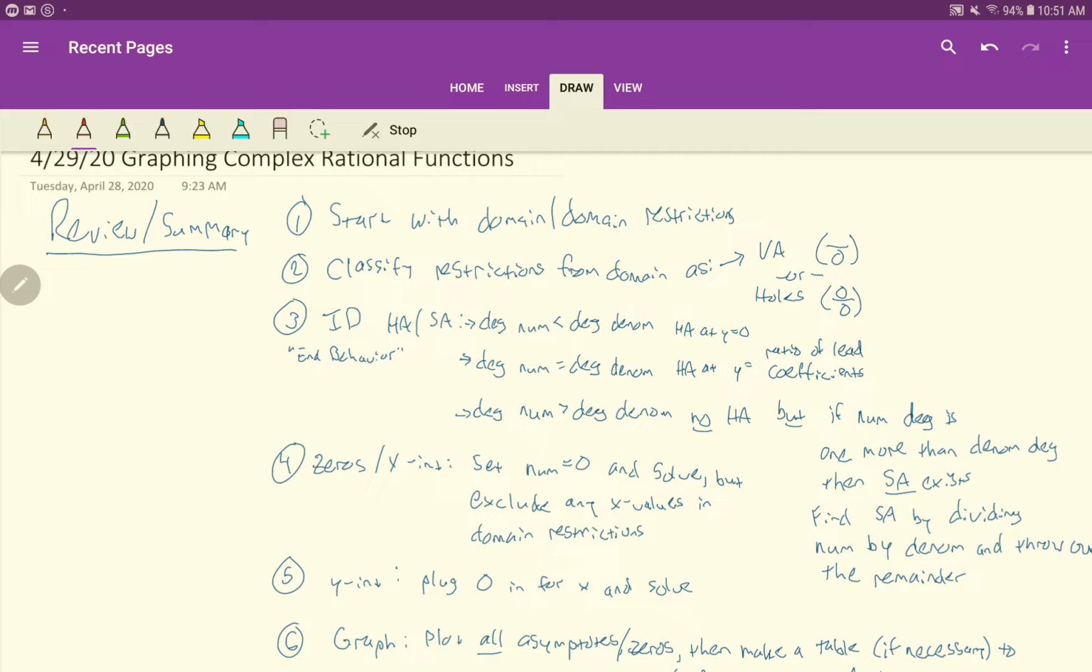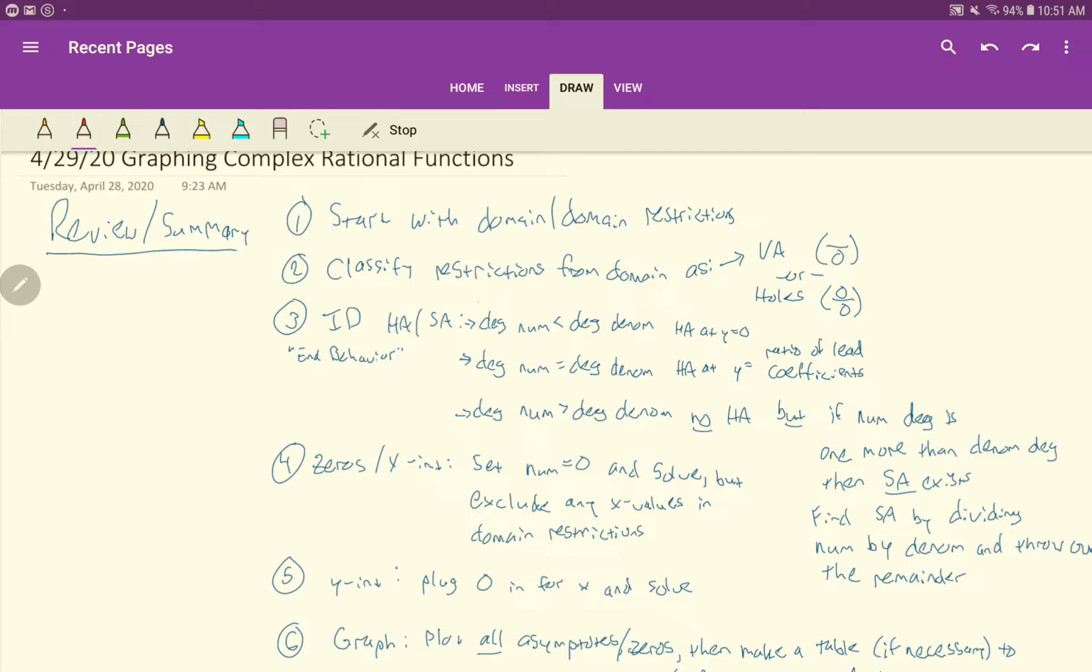Next, we're going to identify any horizontal asymptotes or slant asymptotes. Vertical asymptotes and holes are mutually exclusive. You should never get an x value that has both a vertical asymptote and a hole at the same x value. Likewise, none of our graphs here will have a vertical asymptote and a slant asymptote. They will be mutually exclusive of one another.